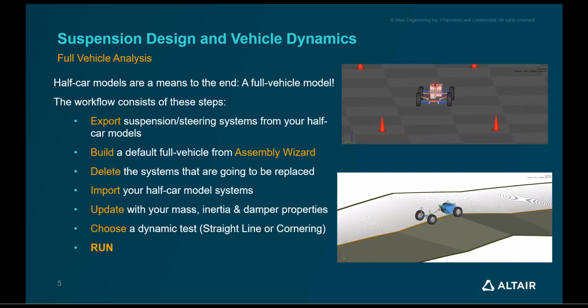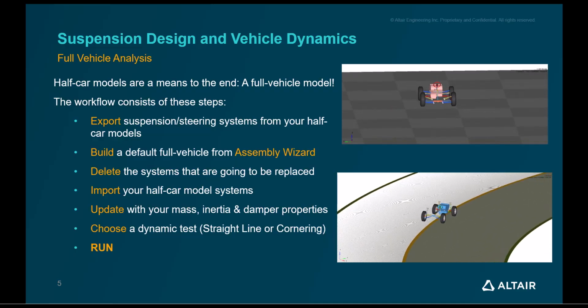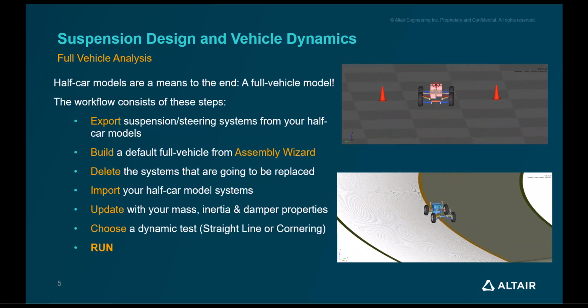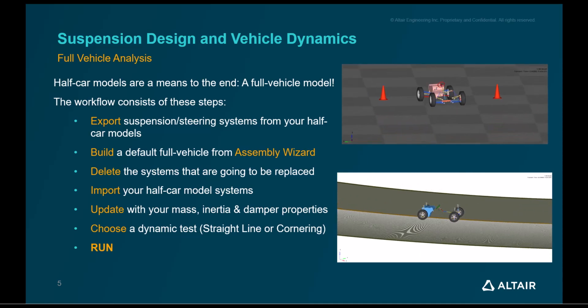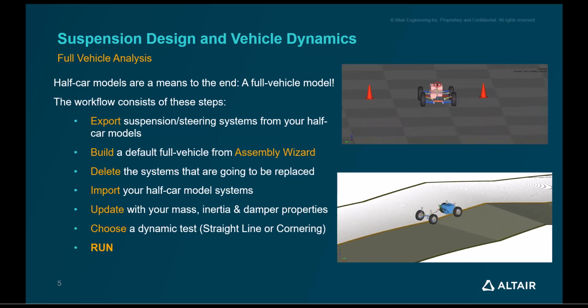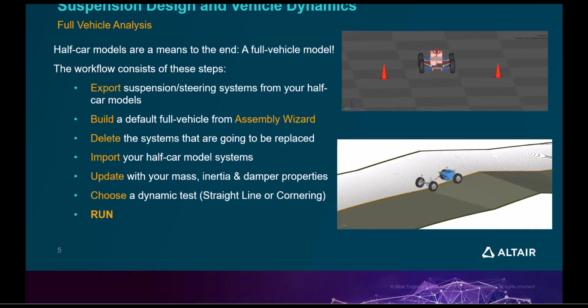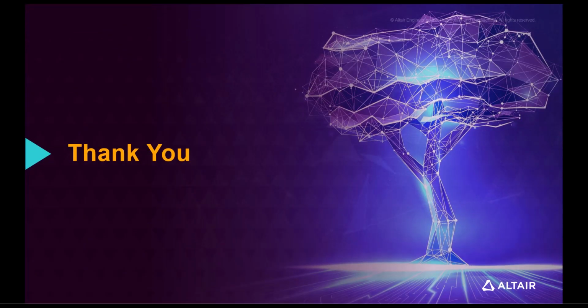And once that's done, you're going to update your mass, inertia, and any damper properties. Then choose a dynamic test. This could be a straight line or cornering, and then run. You can view reports at the end. That concludes my presentation and how you can utilize MotionSolve to verify your suspension and vehicle dynamics.